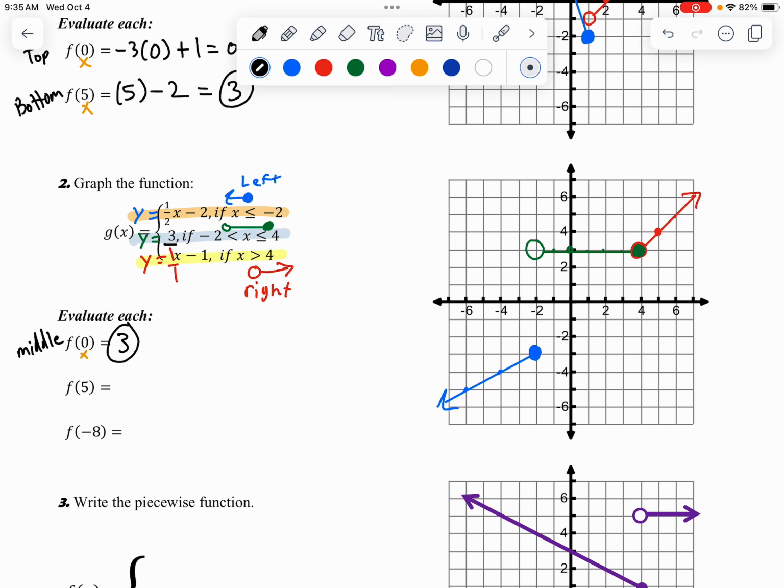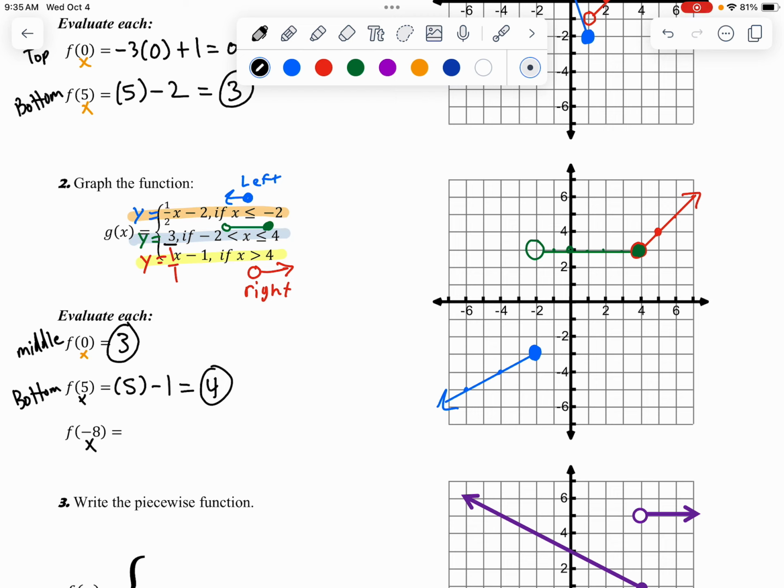For the next one, f of 5. So your x value is 5. 5 is greater than 4. That means I'm going to use the bottom equation, which is x minus 1. I'm going to put the 5 in where the x was and subtract. I'm going to end up with 4.